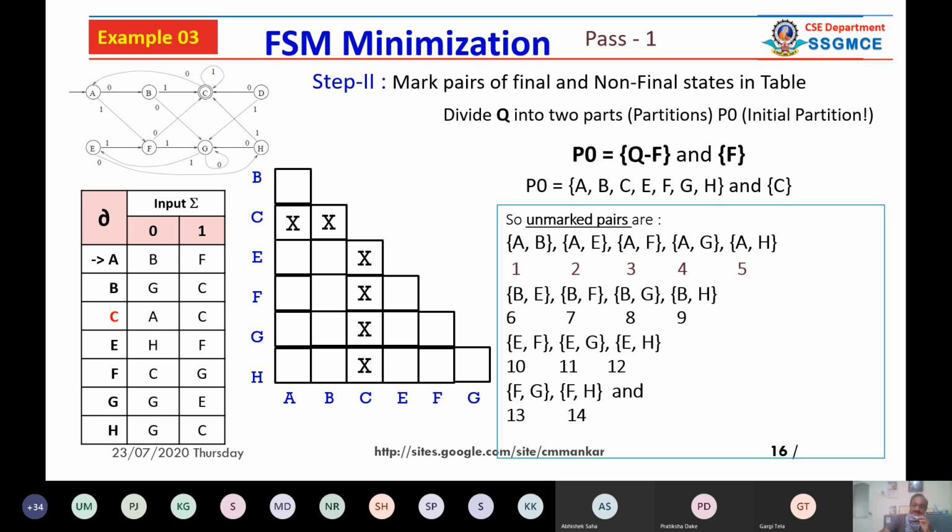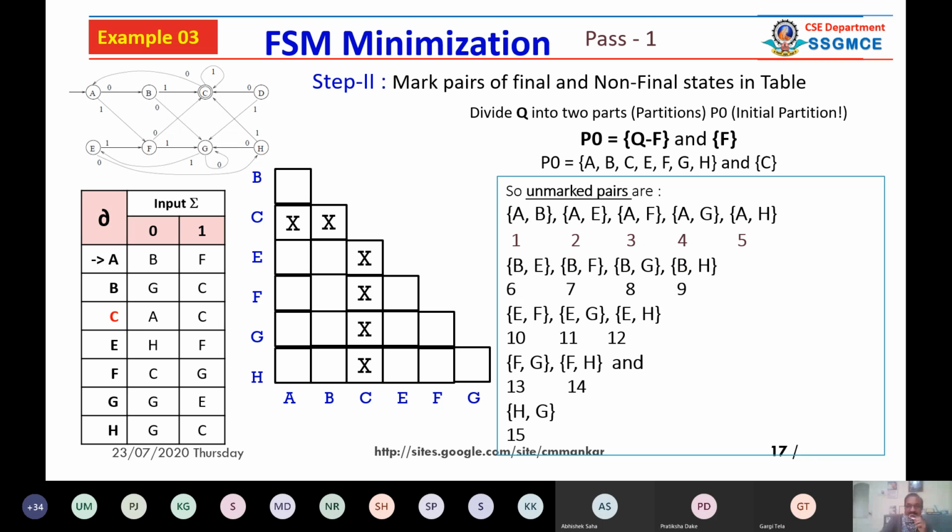Then you go with F, FG and FH. It is again an unmarked pair. So in this way, we have to mark pairs, distinguishable pairs, by cross symbol, and we have to note the unmarked pairs because we want to check transitions of these pairs on some input. And lastly, we get the 15th pair, that is HG.